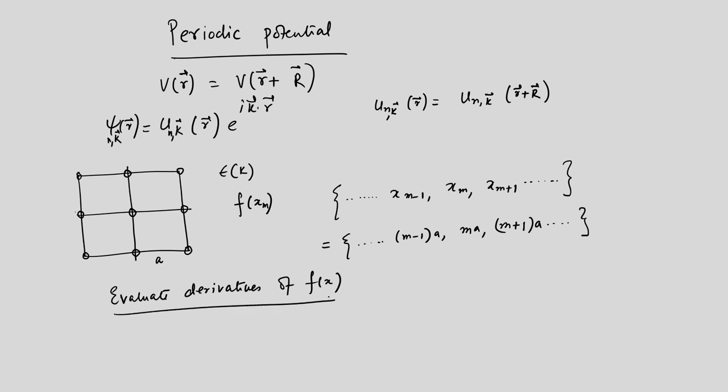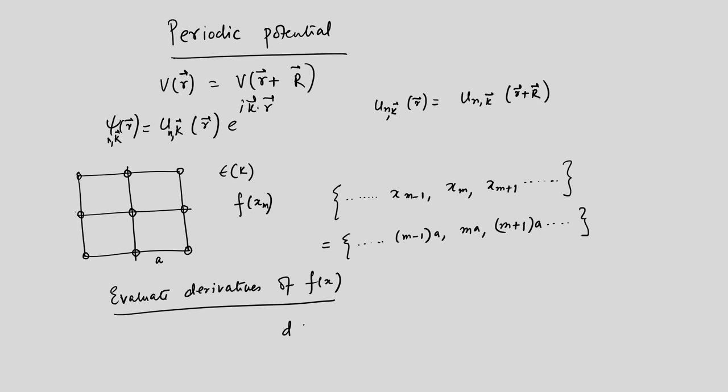And you may ask the question, why do we want to evaluate derivatives? The simple answer is that the second derivative, d2f/dx2 in this particular case, actually denotes the kinetic energy, because your kinetic energy is written as minus h bar squared over 2m, m being the mass of the particle that moves on this 1D lattice, times d2/dx2. So we want to discretize d2/dx2 on a lattice, which gives a more intuitive way of connecting a continuum system to that of a lattice.